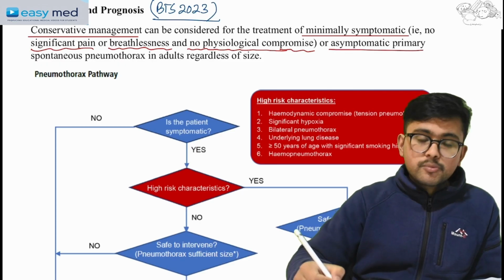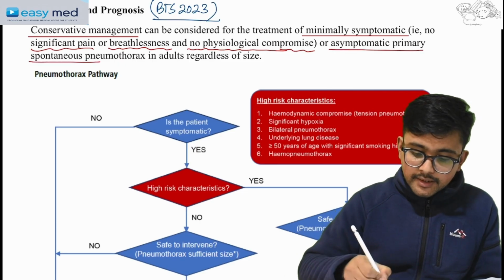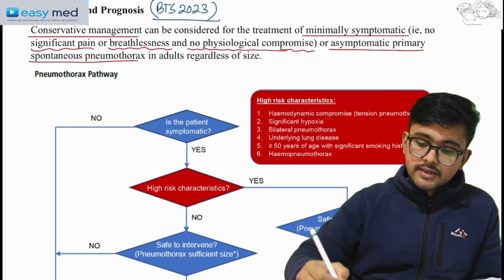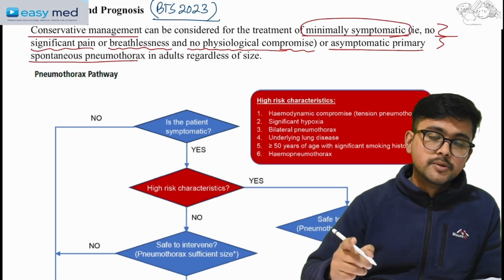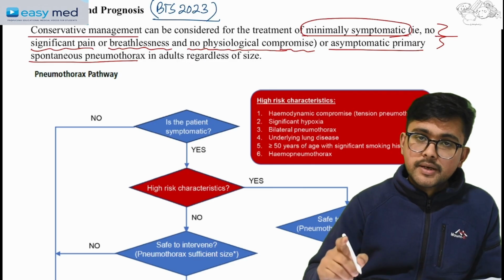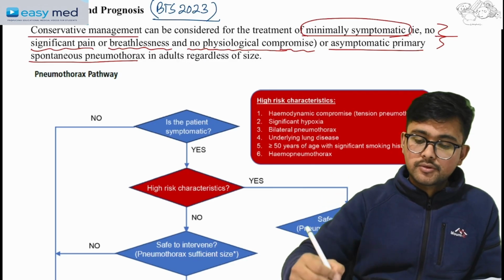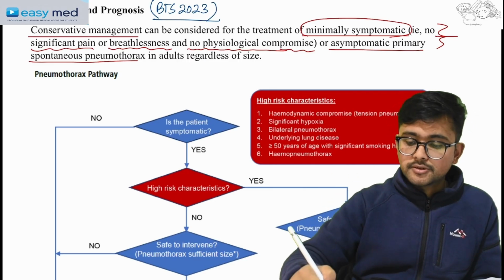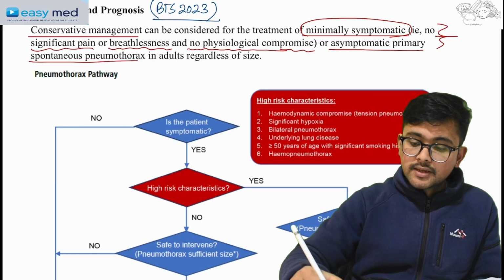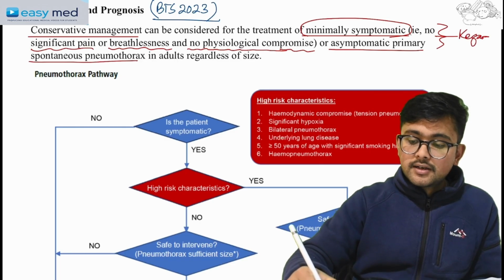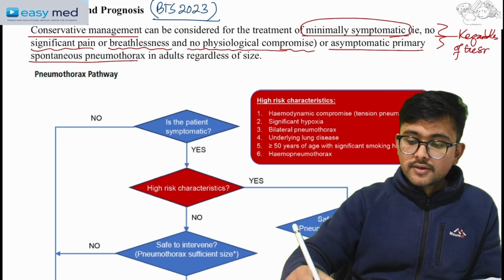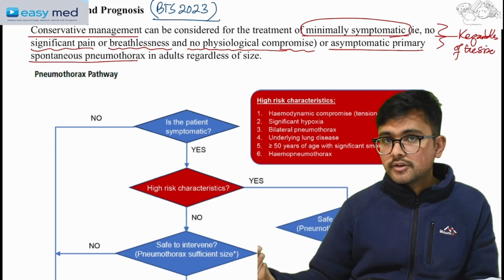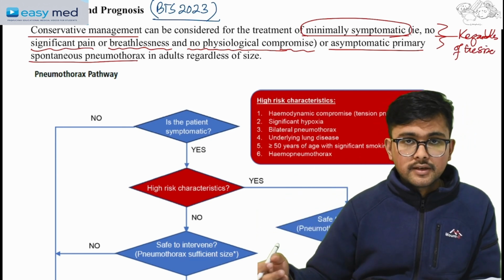If it is a primary spontaneous pneumothorax, again, if it is asymptomatic, regardless of the size, in these two conditions, either if the person is minimally symptomatic or asymptomatic, in primary spontaneous pneumothorax or any other kind of pneumothorax, you might not have to treat this patient. This is based on BTS guidelines, and this, they say, is regardless of the size. So it could be a massive pneumothorax, but no derangement in physiology, do not intervene.